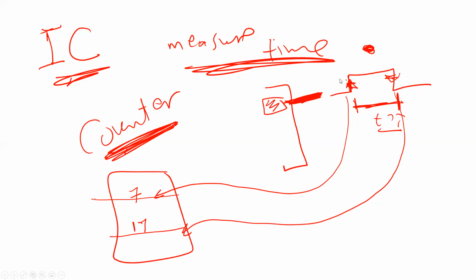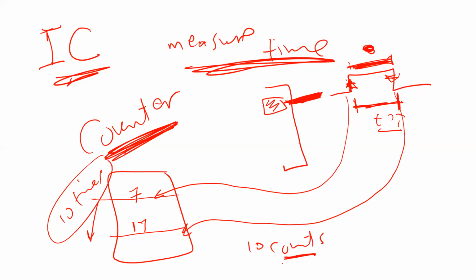So when the rising edge came, this was at count 7. When the falling edge came, I was at count 17. That means from here to here, the timer counted 10 times. That's all I need. If you know you counted 10 counts, and you already know the time for each count, which is 1/f, as I said before, you can easily convert the number of counts to time. You got it? That's exactly what happens in input capture, okay?